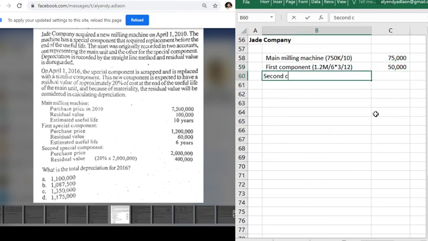And next, for the second component, this new component is expected to have a residual value of 20% of cost at the end of useful life. And because of materiality, the residual value will be considered in calculating depreciation. So we have to consider it in calculating depreciation. So we have a purchase price of 2 million minus the residual value of 400,000 and then divide it by the number of years. Okay, so how much is the number of years?